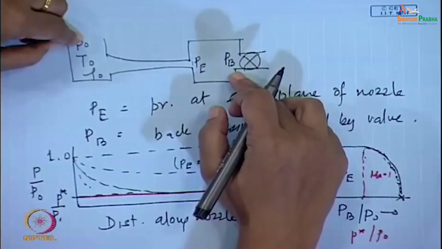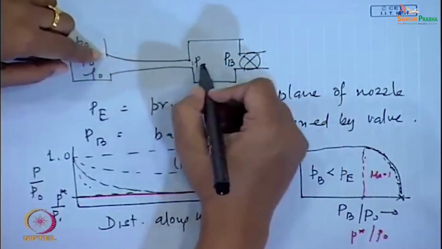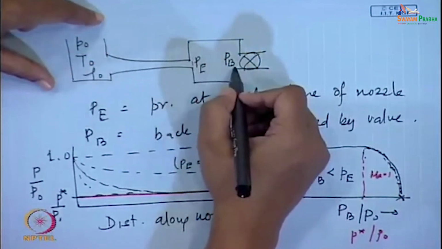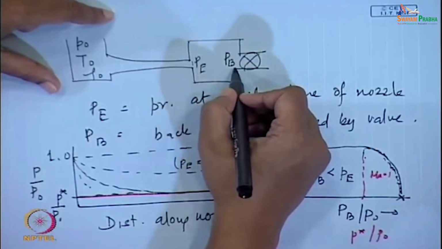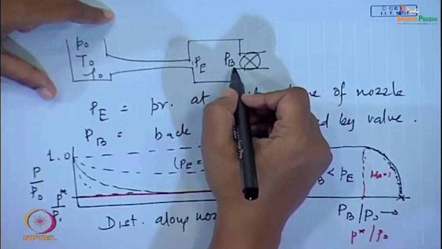Then in that case, what does the flow do? It comes here, and then in order to compensate for this mismatch in pressure, it expands isentropically from pressure P star to PB. Do you understand? And this is in the form of 3-dimensional waves. We cannot approximate it by 1-dimensional flow theory. Is this portion clear to all of you?